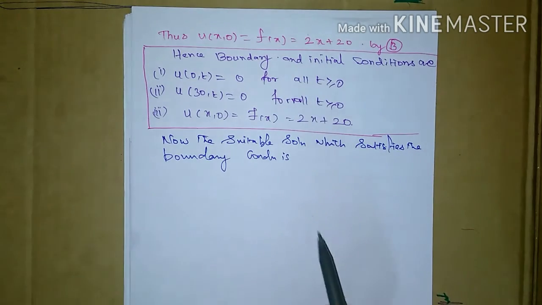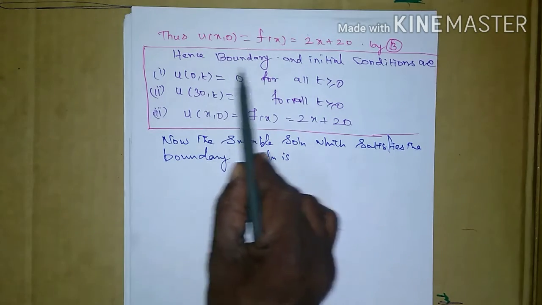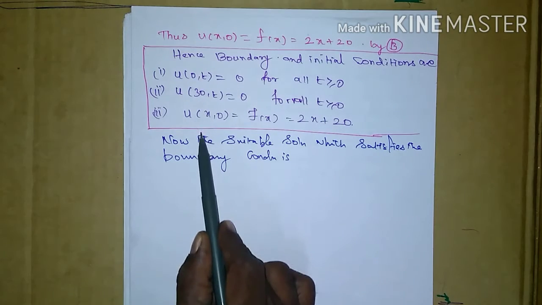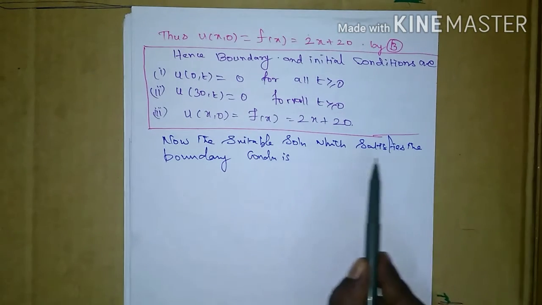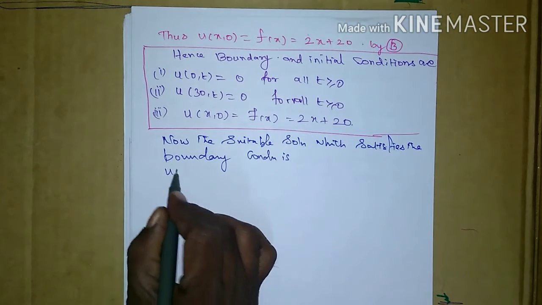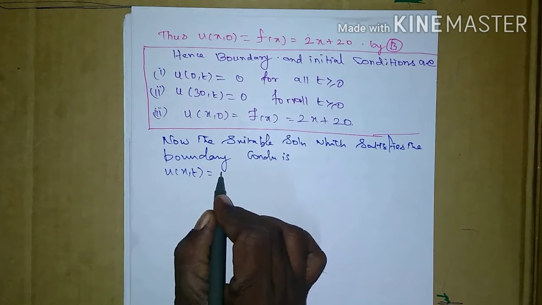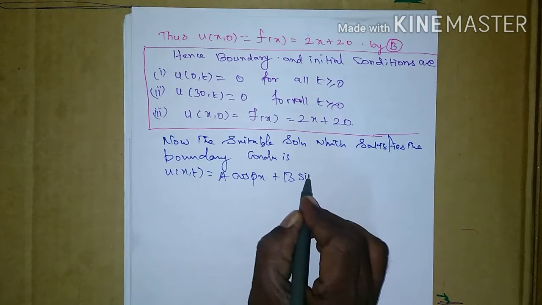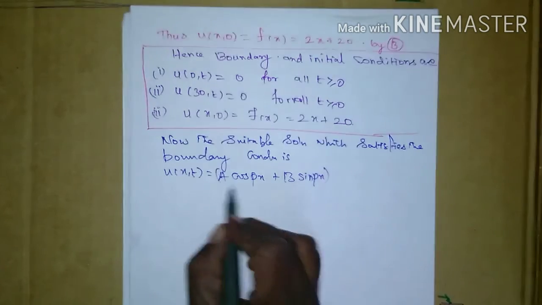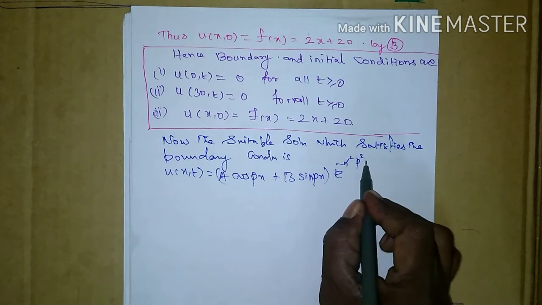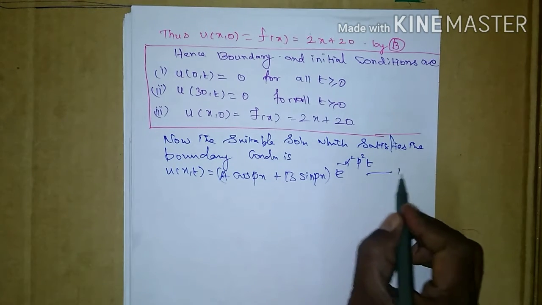For the continuation of the problem, one-dimensional heat equation, we have the one-dimensional heat equation. For that, initial condition and boundary conditions are given. Now the suitable solution which satisfies the boundary condition is u of x comma t is equal to a cos px plus b sin px into e power minus alpha square p square t, which is equation number 1.